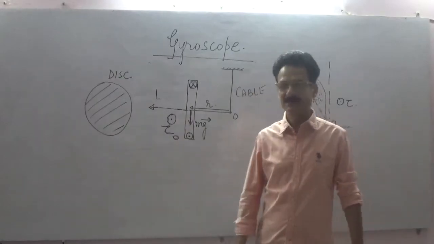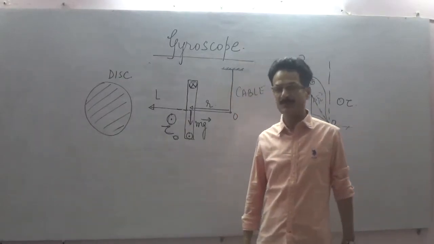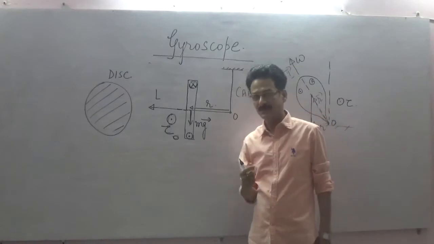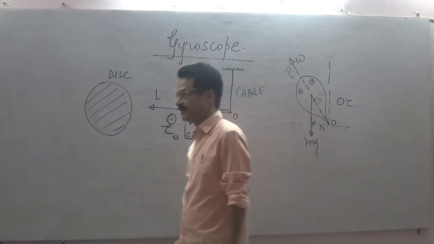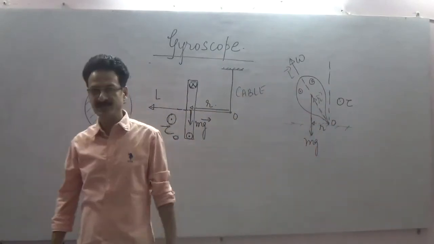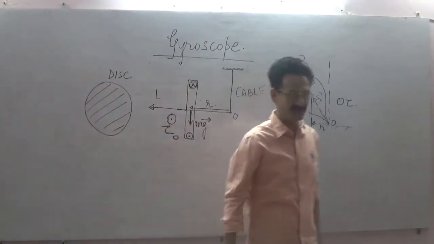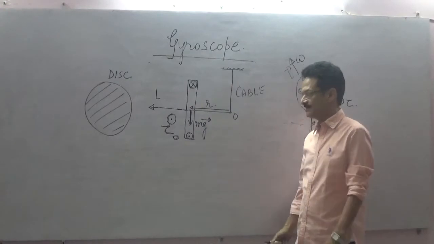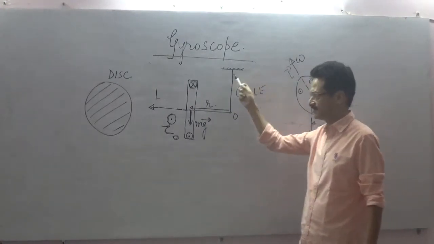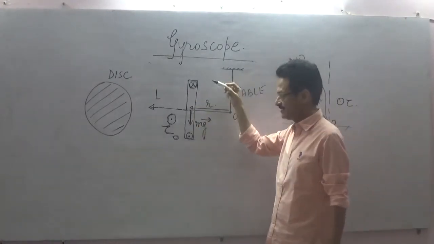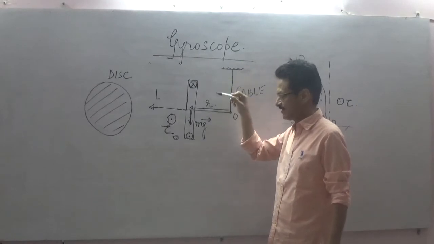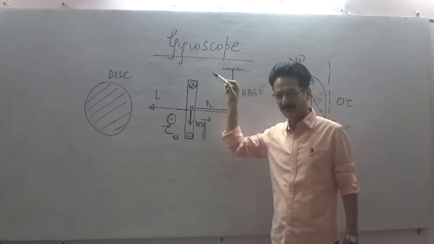Hello friends, in today's video we'll be discussing the gyroscope. This gyroscope is a very mind-boggling, non-intuitive device, so I thought let us have some fun with it. This is a gyroscope. It comprises a disc which is a very rapidly spinning disc.